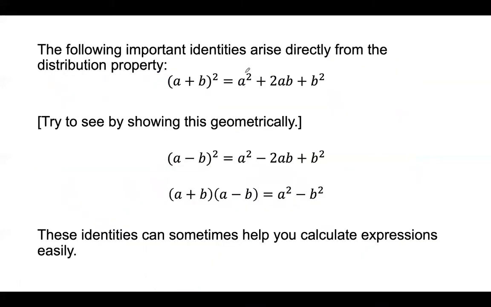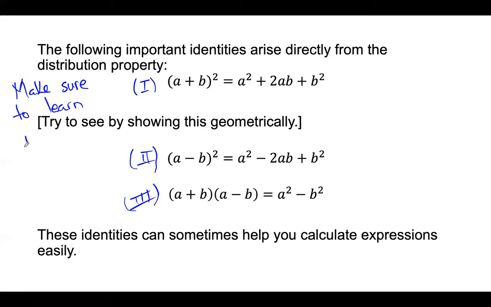So the following important identities arise directly from the distribution property. So this is what we just showed. So this is the first identity. This is the second one, and this is the third one, which we'll explain in a second. So please make sure to learn these identities. They're actually very important identities that you use often, especially the first one.